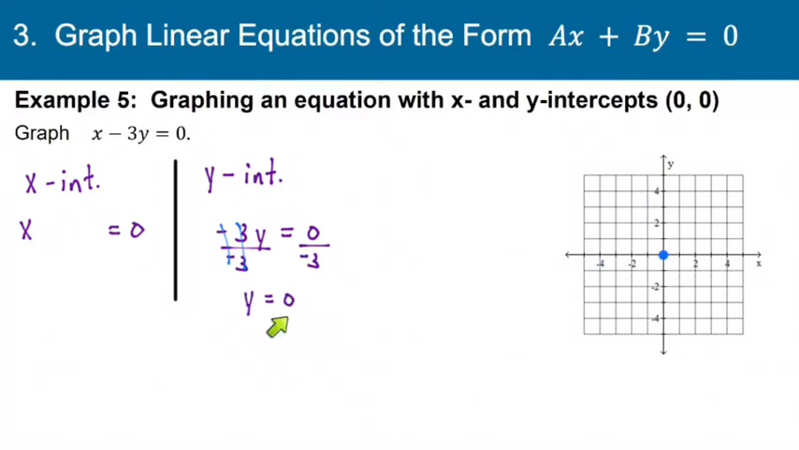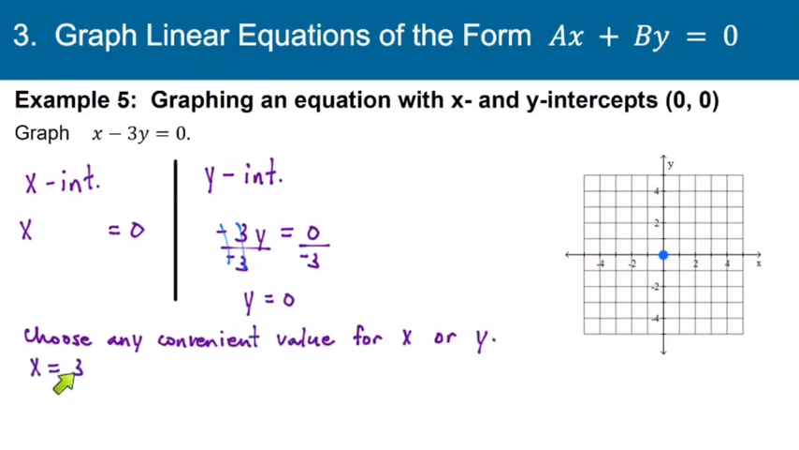And so now we see that the y-intercept is also at the origin. So you can see that we currently do not have enough information to draw the graph of this line. We need one more point. So let's just choose any convenient value for either x or y. I'm going to choose x equals 3, and you'll see why I chose that number in just a minute.